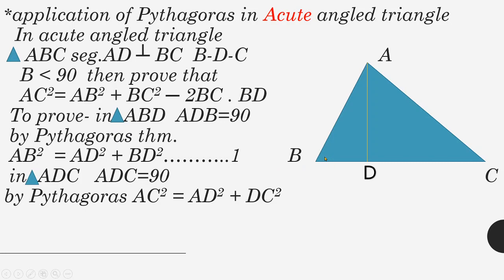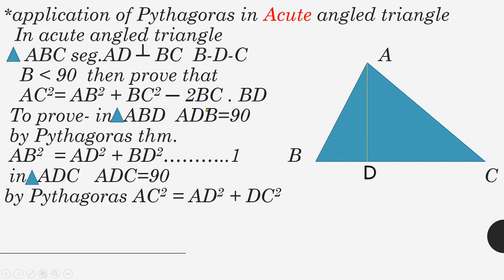Then this acute angle B's opposite side is AC. The relation between this opposite side AC and the remaining two sides AB and BC we can show in this way: AC square is equal to AB square plus BC square minus twice BC into BD.